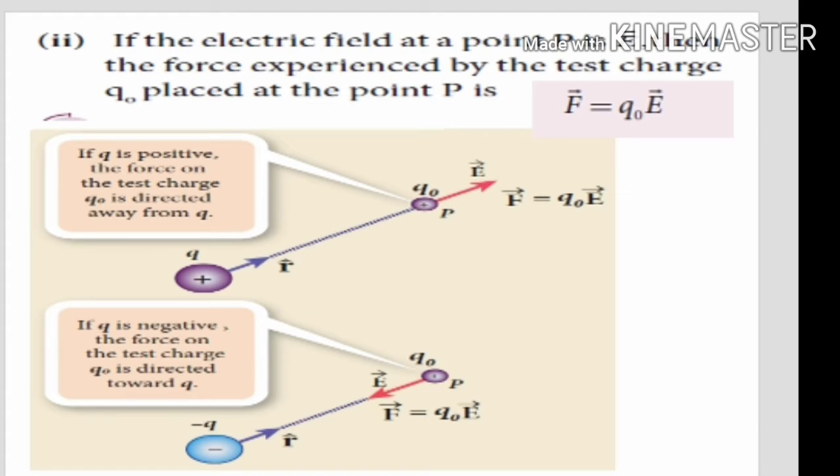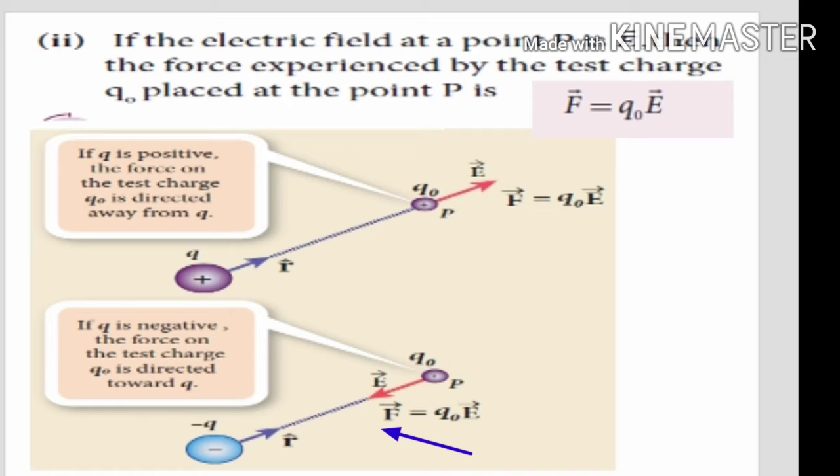See the next point. Look at the picture. There is a source charge Q, which is said to be positive. Let us imagine the point P at a distance R. If the test charge Q0 is kept at that point P, what will be the force experienced by the test charge? It will act away from the source charge. Similarly, if the source charge is negative, in that case, the test charge Q0 kept at a point P at a distance R from the source charge will experience the force which is acting towards the source charge.